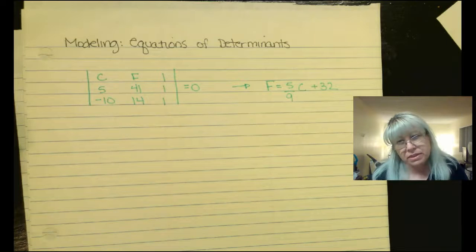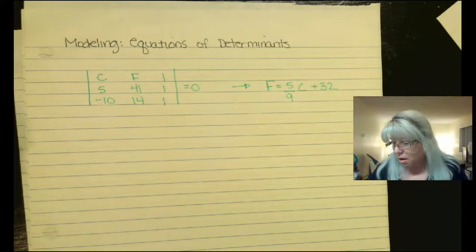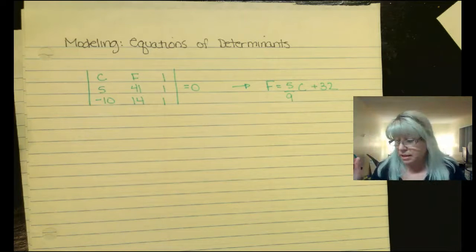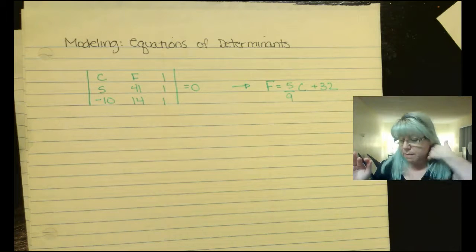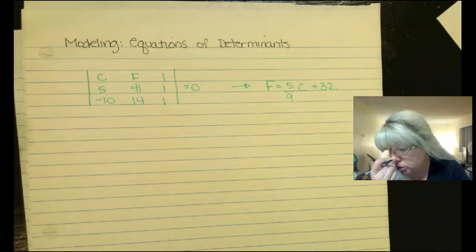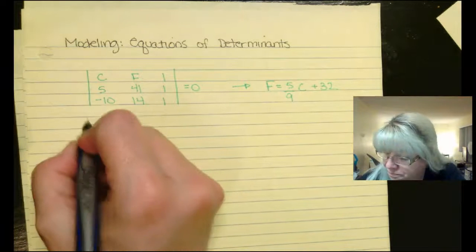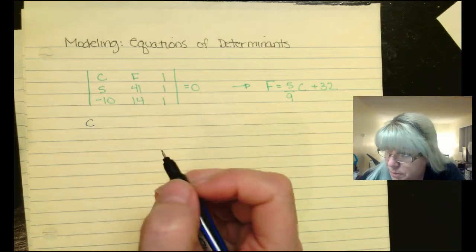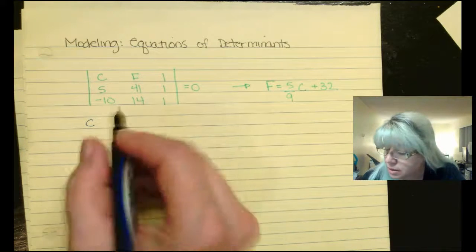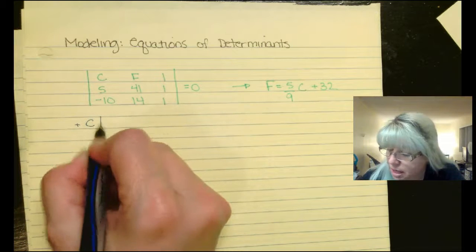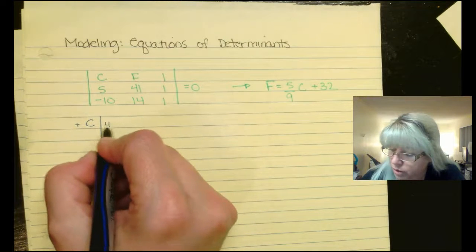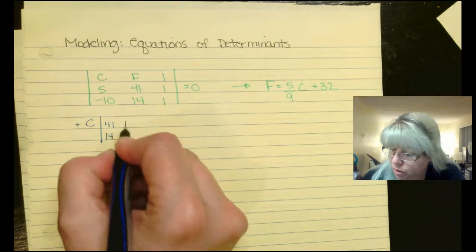And I'm going to use method 2, I think, on this instead of rewriting the two columns again. I'm going to go ahead and use method 2. And I'm going to use the first row and expand upon the first row. All right. Remember that our sign array is going to be plus minus plus. So it's plus C times its minor, 41, 1, 14, 1.